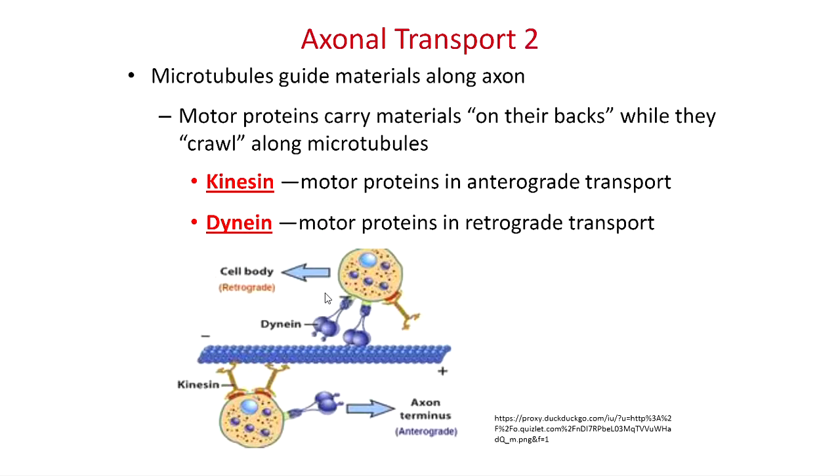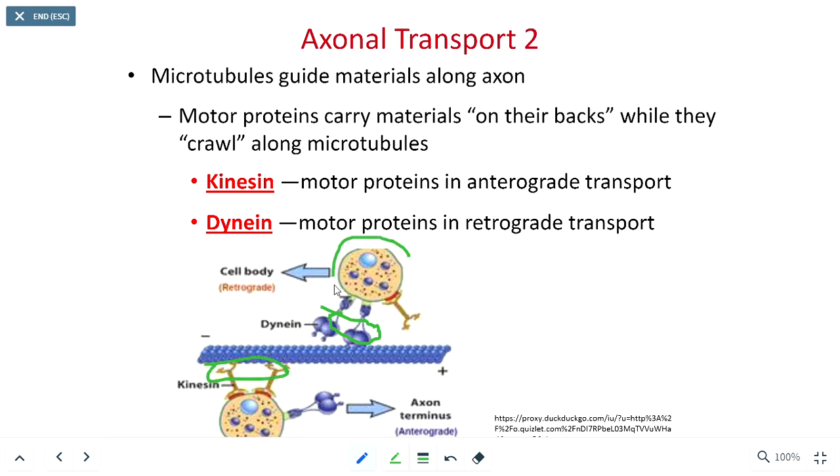And as we're moving stuff with the anterograde or retrograde motion through the axon, those substances are going to be guided by the microtubules. And we have motor proteins, dynein and kinesin. Dynein is shown here, kinesin is shown down here. And these motor proteins will carry the transport vesicles on their back, so to speak.